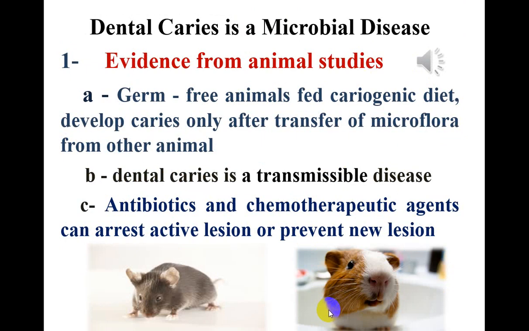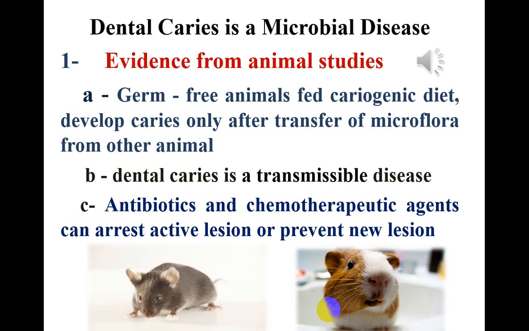There is evidence from animal studies and human observational and epidemiological studies to prove that dental caries is a microbial disease. In order to have dental caries, we should have cariogenic bacteria in dental plaque. These cariogenic bacteria can ferment carbohydrate, and the end result is acid, thus dental caries. So, the presence of microbial communities is considered to be a prerequisite for caries to develop.